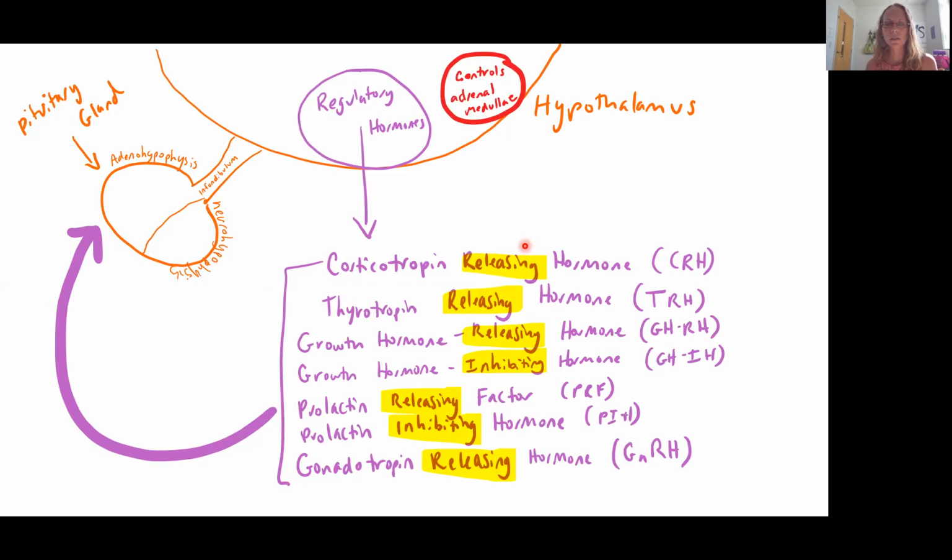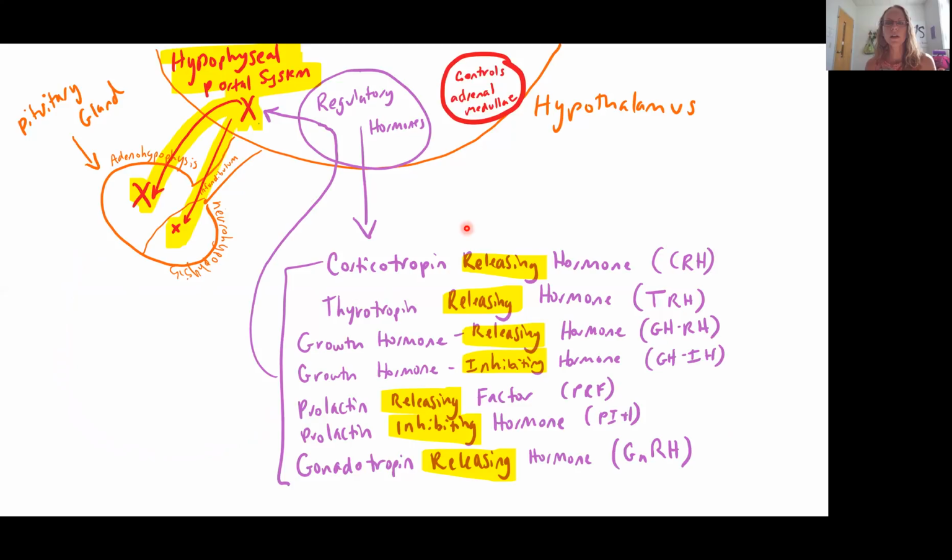So notice these are our regulatory hormones, and that's easy to see because they have either releasing or inhibiting as part of the name. Again, not only do you need to know these by their name, but also their abbreviation. So make sure you're paying attention there. And then what they do. And we'll be talking about what they do in a later presentation.